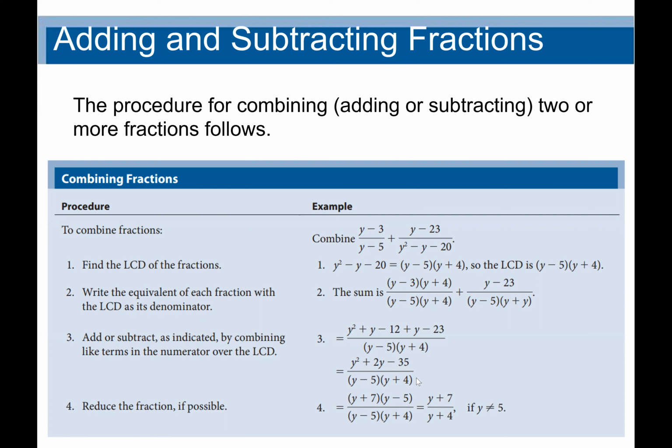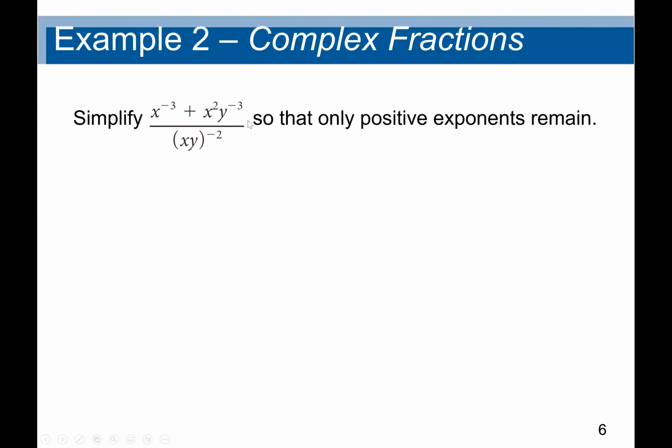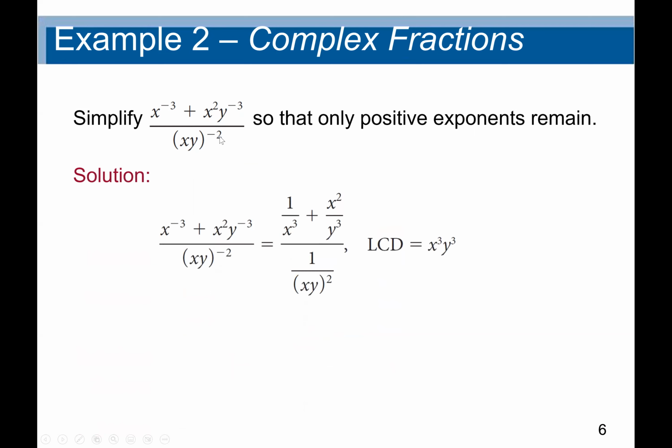So for example, we have x to the power negative 3 plus x squared y to the power negative 3 divided by xy to the power negative 2. So to simplify this, it's up to us. We can change the exponent, which is the best way. We change the exponent to positive. So y to the power negative 3 is the same as writing 1 over y cubed. x squared is positive already. Then the down, both to the power negative 2. So we'll bring it down.